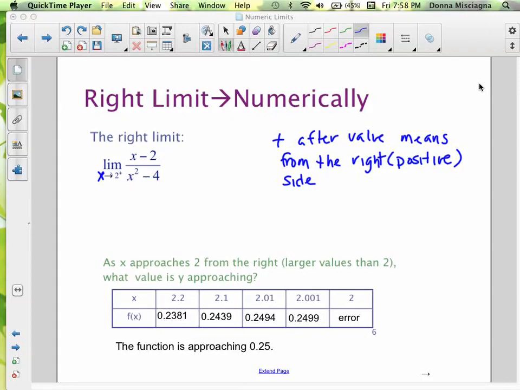In this lesson, we're going to be looking at right and left-hand limits. If you see a plus after the value, that means from the right or positive side. So this is the limit of (x - 2)/(x^2 - 4) as x approaches 2 from the right-hand side. As x approaches 2 from the right, in other words, values that are a little bit larger than 2, what value is y approaching?